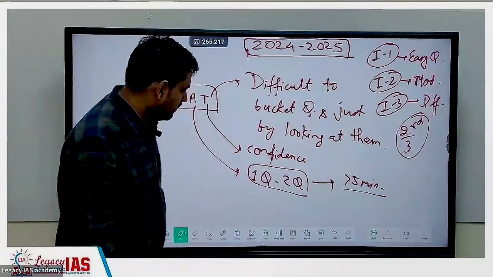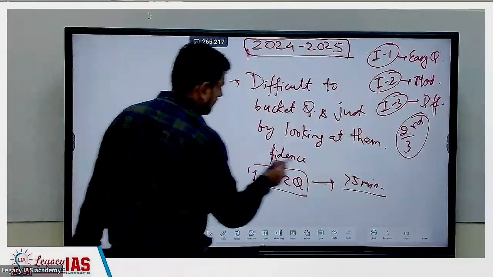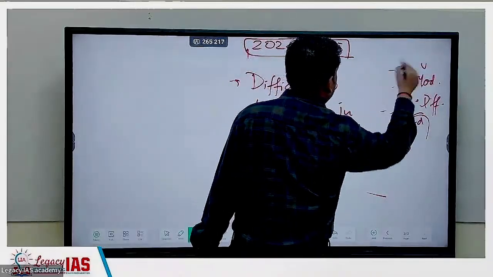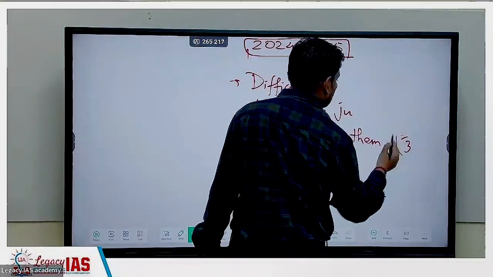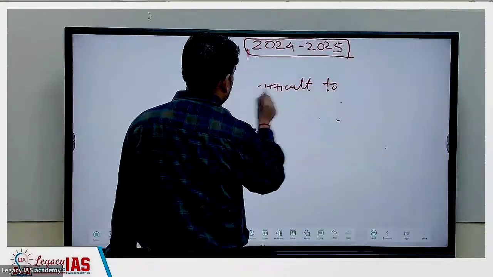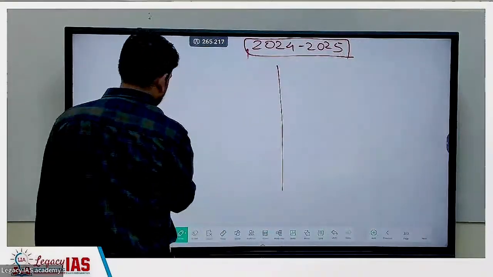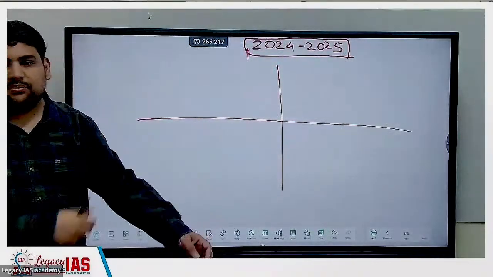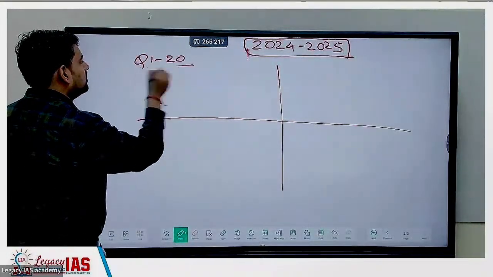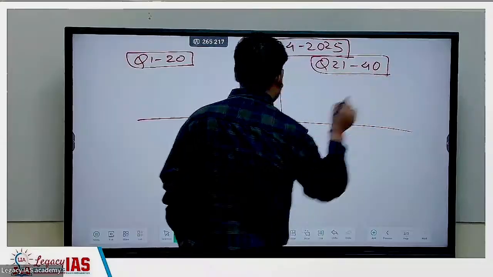Now I'll tell you the strategy that I feel should be followed in solving the CSAT paper. See, if you look at the CSAT paper of 2024 or 2025, you would see it can be easily divided into 4 parts. This is how they have framed the paper.